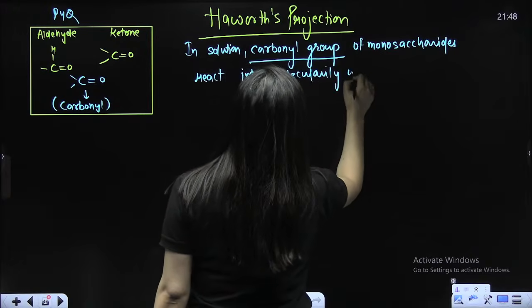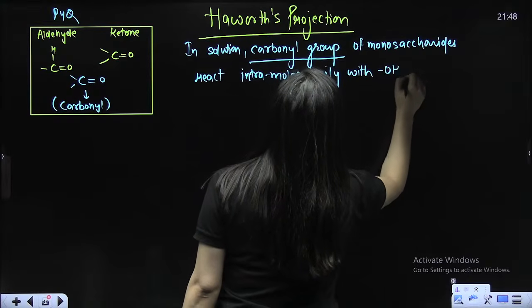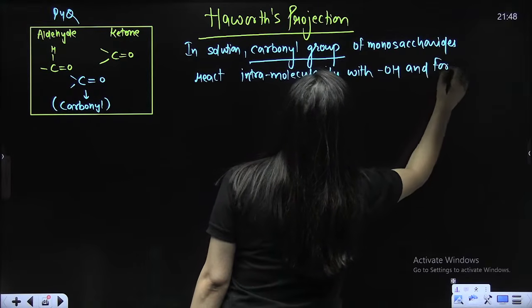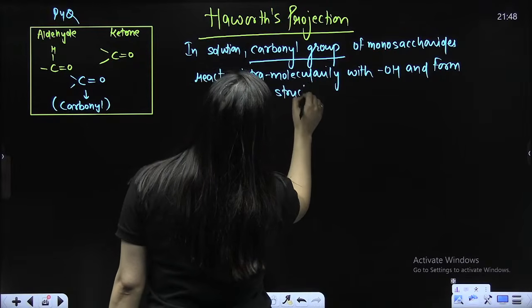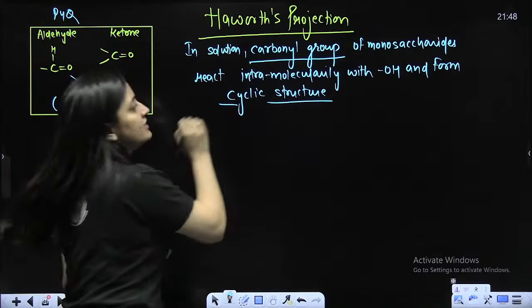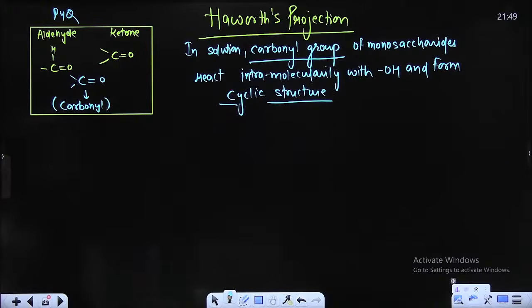Molecularly, it reacts with the OH and forms a cyclic structure, a ring-like structure. This is going to form a ring-like structure because the C double bond O will react with the OH there. It is the cyclic structure, okay?